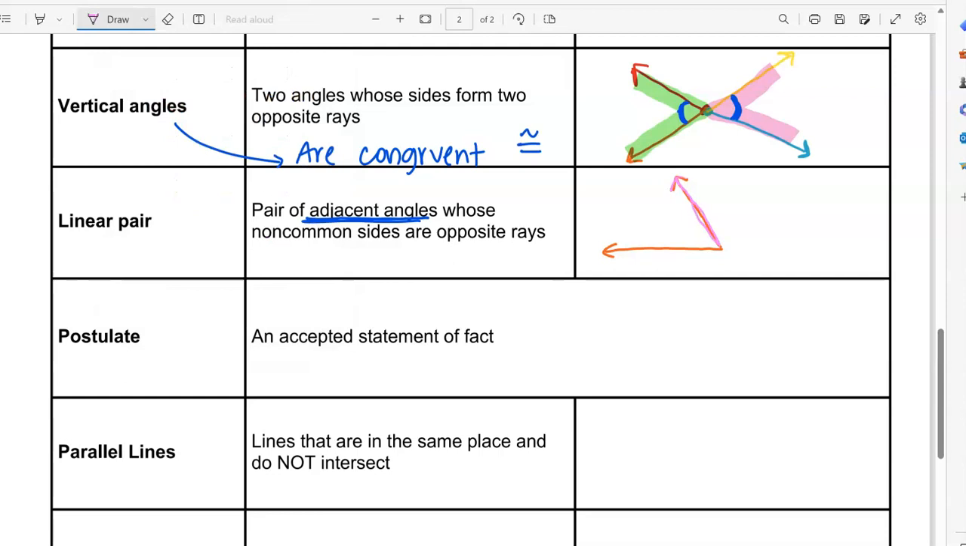As you can see, they are going to overlap with one side, and then the other side, the pink and the orange, are opposite rays of each other. All right, that is a linear pair. Another thing to know about a linear pair is that they form a straight line.